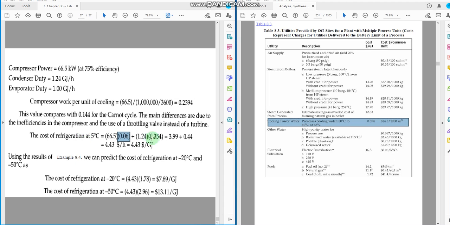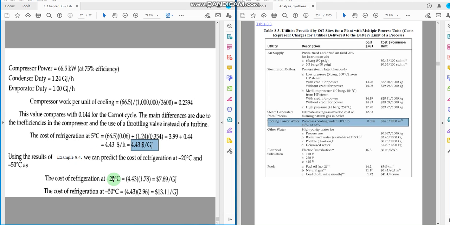The total cost of refrigeration comes out to be 3.99 plus 0.44. In terms of dollars per hour it is $4.43 per hour, and in terms of energy it is $4.43 per gigajoule. Now, using the results of Example 8.4, we can predict the cost of refrigeration at -20 and -50 degrees C. You have the cost at 5 degrees C, and now we can calculate what the cost would be at -20 degrees C.